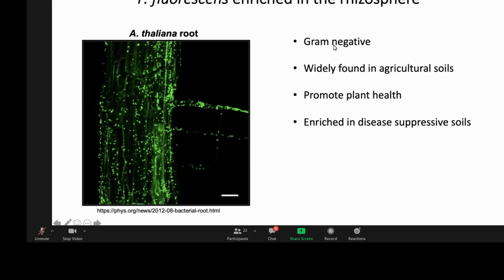It is a gram negative. It is widely found in agricultural settings. And as the introduction pointed out, it is enriched in disease suppressive plants and it promotes plant health. And here's just an image of what Pseudomonas fluorescens look like. It's a rod-shaped bacterium, and it has these appendages extending from the cell body known as the flagellum that confers motility.